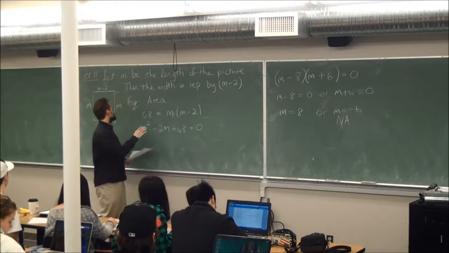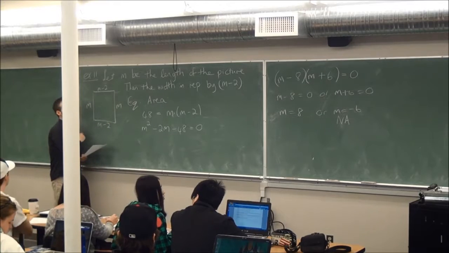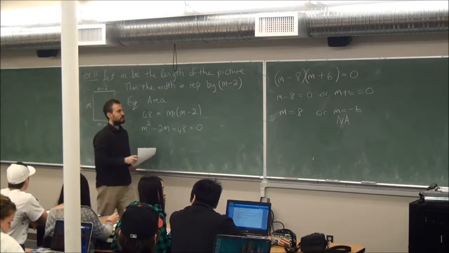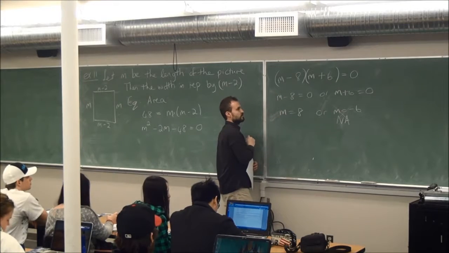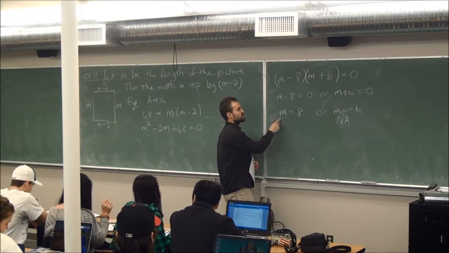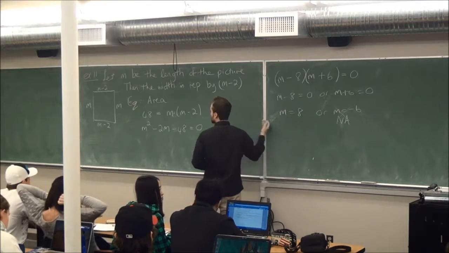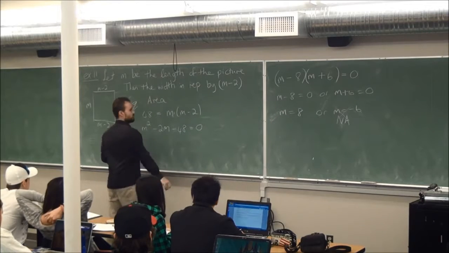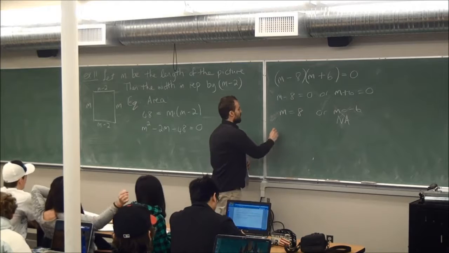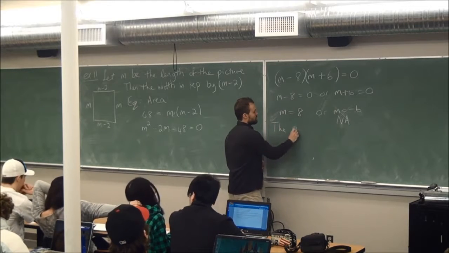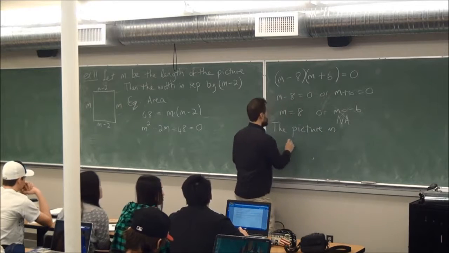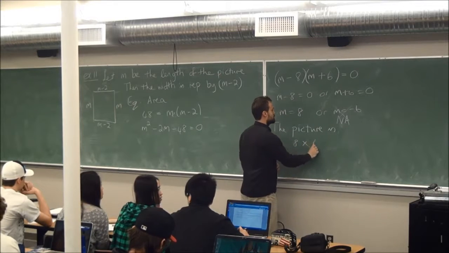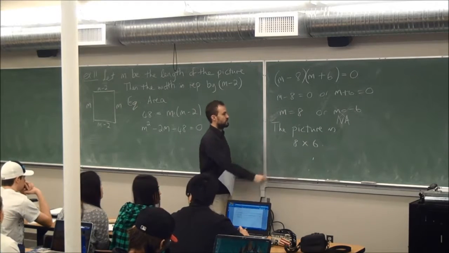I have to go back and think, do both of those solutions make sense? No, a negative number doesn't make sense. So I ignore this one, and my solution for the equation is 8. A little sentence to say what the dimensions of the picture are. The picture is 8 by 6, I guess inches in length.